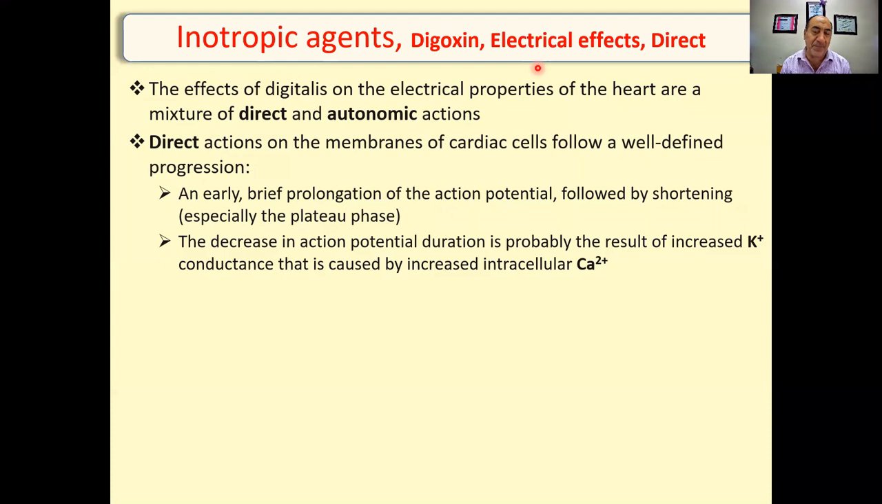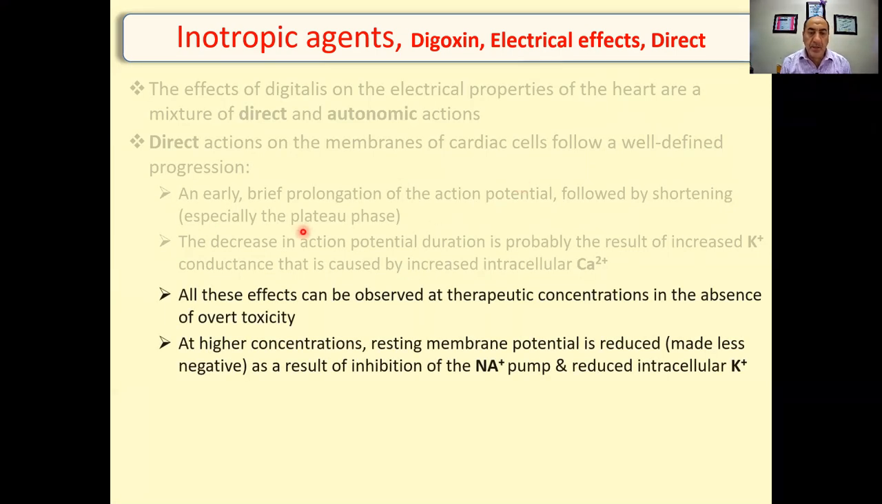All of these things will happen, kind of like that fight will happen. So potassium efflux will be more. Potassium efflux more, okay, so the plateau will be shortened because potassium efflux will result in more negative voltage. So it will take the action potential quickly toward the negative side of the voltage. Okay, all these effects are just in the therapeutic dose.